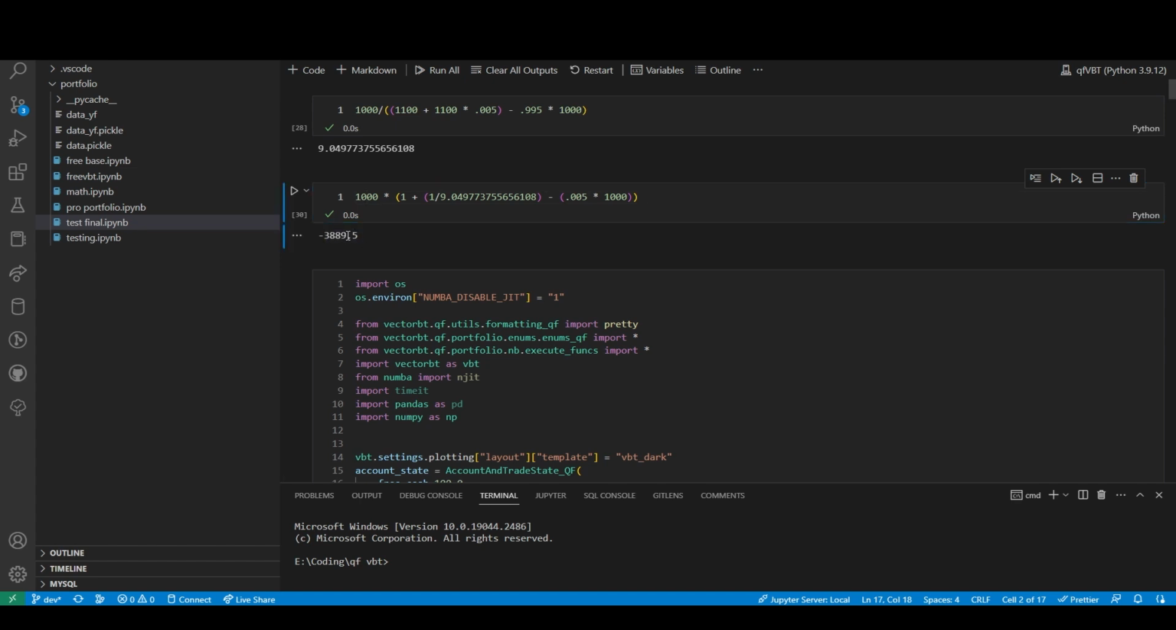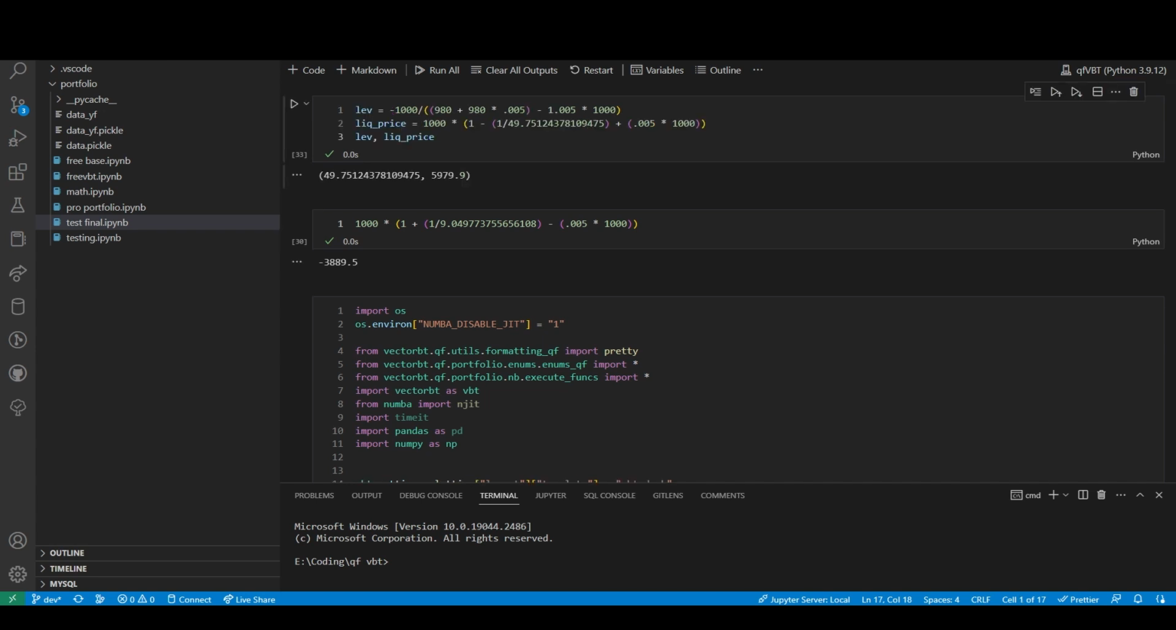That gives us negative 3,889. That's what I'm saying. I can't think right now. I'm so confused because this math is just not working out. What is going on here? Because this is the number that it's giving me. Oh. Wait, what?